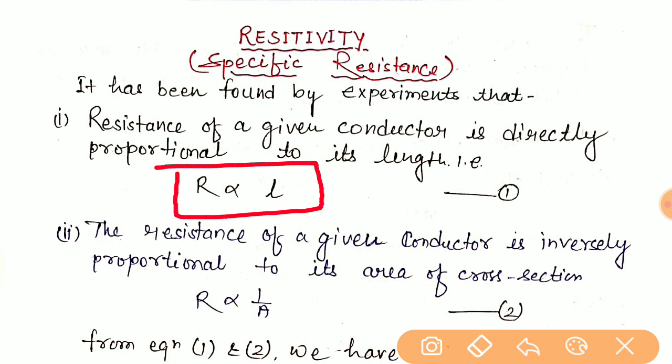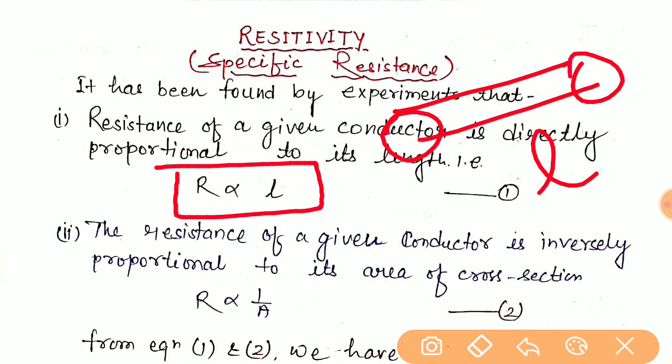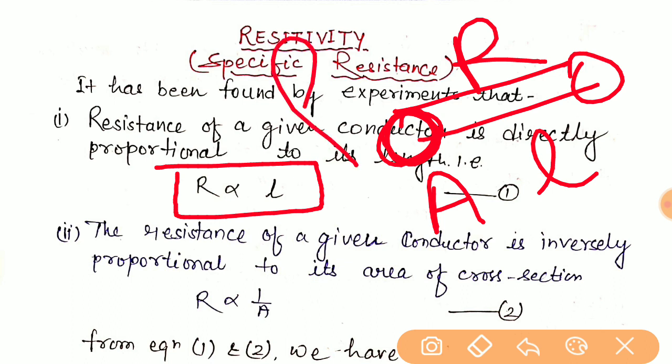Suppose this is a conductor and its length is small l, and suppose its resistance is capital R. Also suppose its area of cross section is capital A, and the material of which it is composed is denoted by the term rho. So the first point: resistance of a conductor is directly proportional to its length.